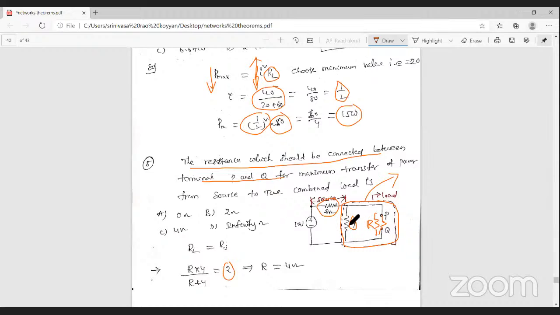So since this 4 ohm and 6 ohm resistance are both in parallel, R into 4 by R plus 4 is equal to source resistance, that is 8. Then you can get it, the resistance value is 4 ohm. That is option 4. Let's check this solution.